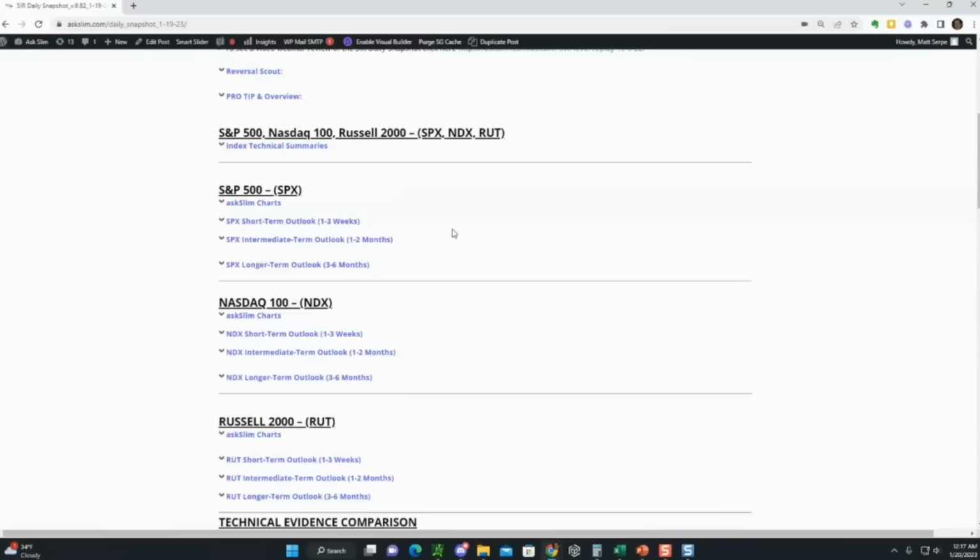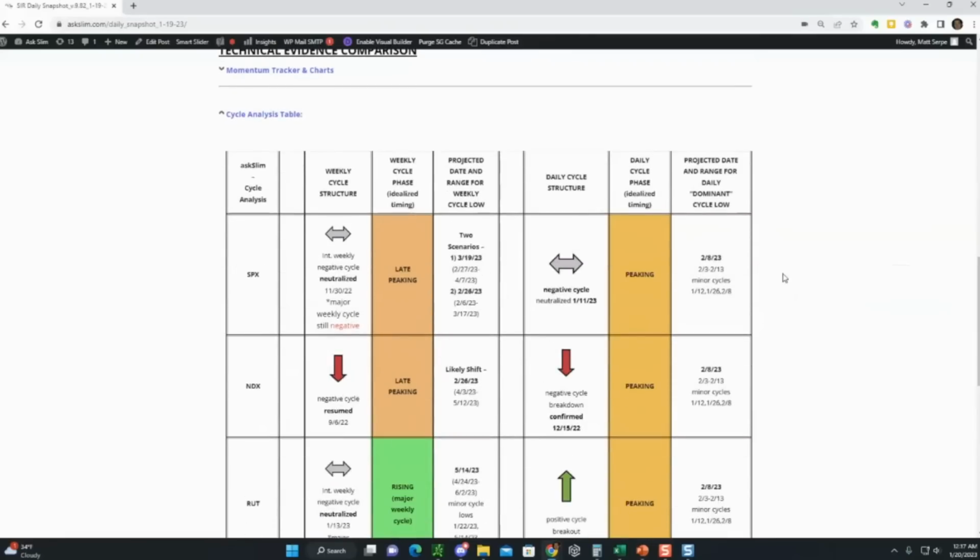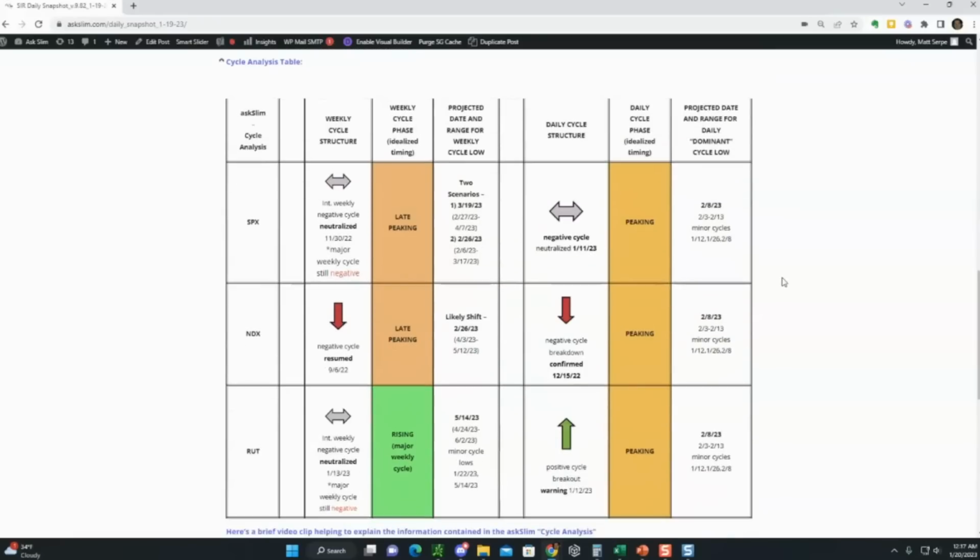We also include in the daily snapshot our outlooks on the upside and the downside, and we do that for the short term, the intermediate, and the longer term. We also provide a technical evidence comparison for the indexes so that at a glance our members can see the relative momentum and trend conditions at multiple time frames. And finally, we provide a cycle analysis table which has the details for our daily and weekly chart cycle analysis.